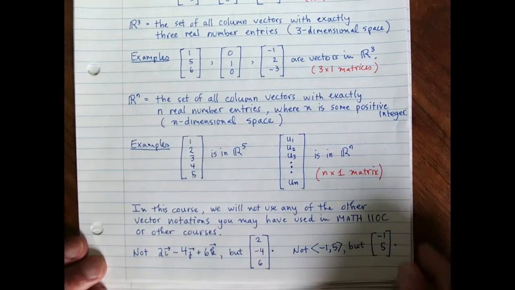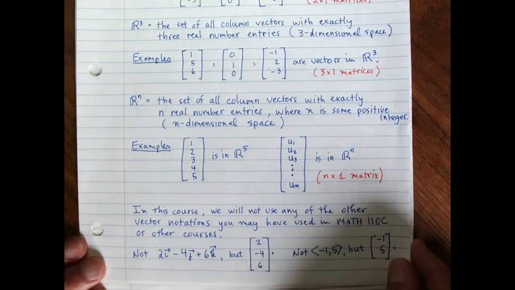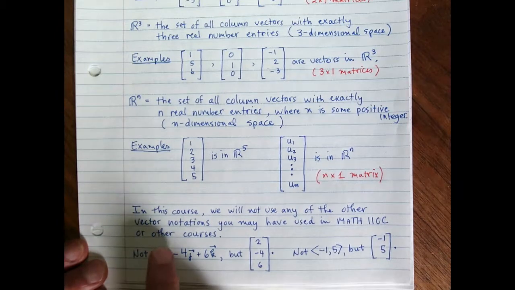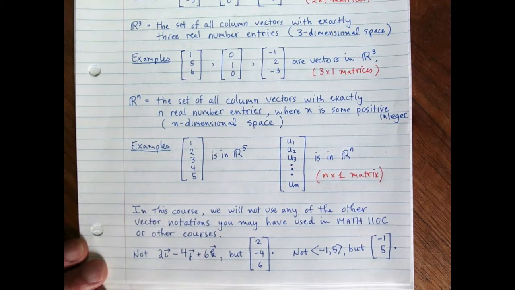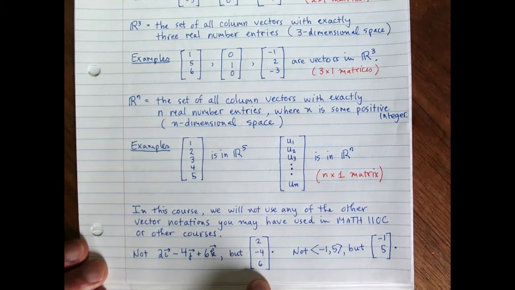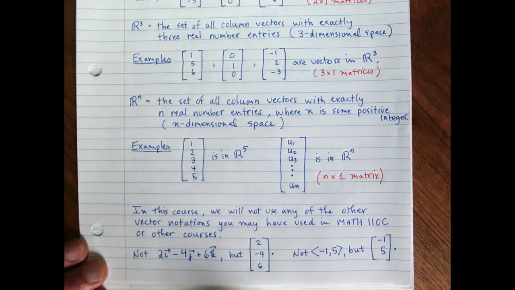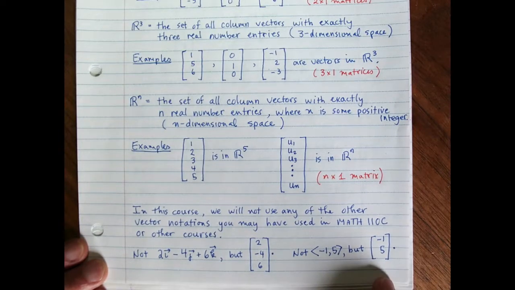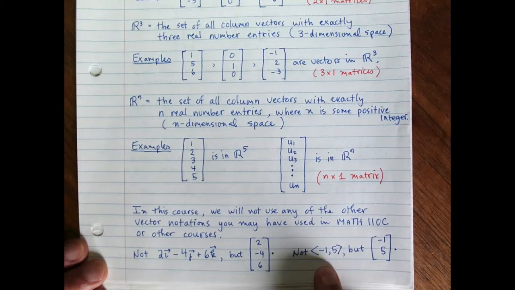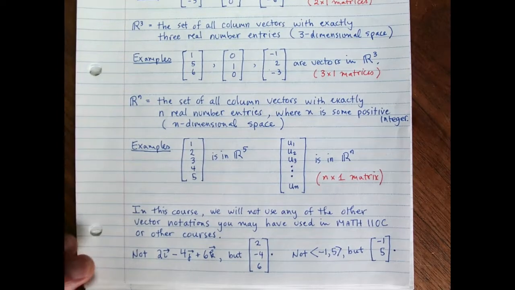Now in this course we will not use any of the other vector notations that you may have used in Math 110C or other courses. So we will not write 2i minus 4j plus 6k if you've seen that kind of notation before. We'll just write that as a column vector, 2, -4, 6. And if you've written vectors out horizontally with the components horizontally, we're not going to do that either. We're going to write it in column vector form. So the vector -1, 5, which is a notation you may have used in 110C, will be written as a column vector, -1, 5, in this course.